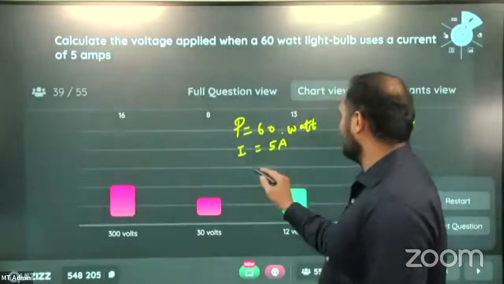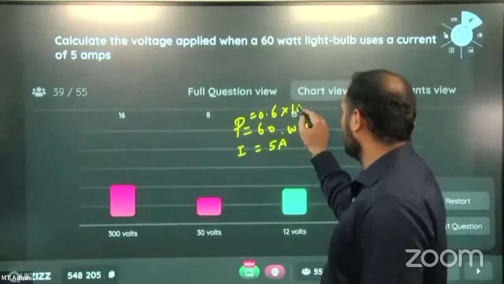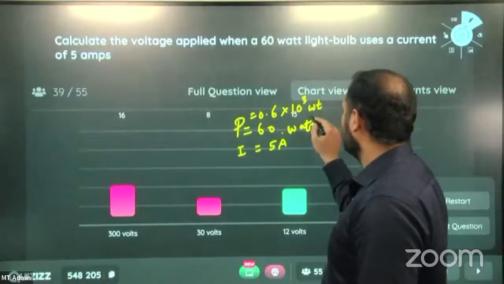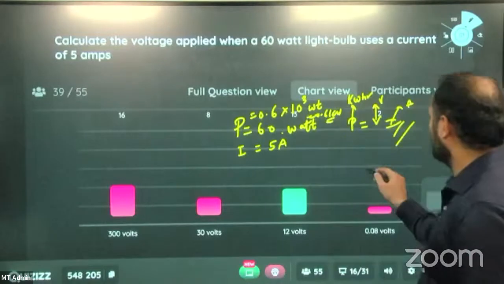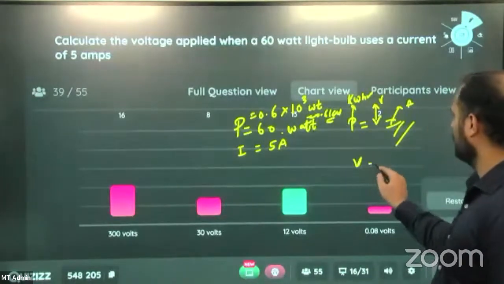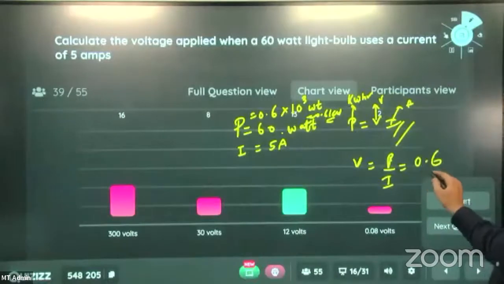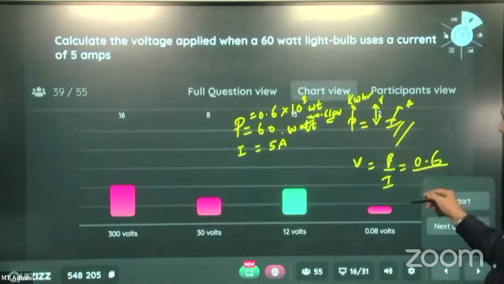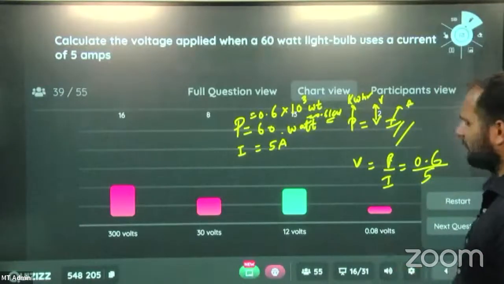It should be 0.6 into 10 raised to 3 watt. Basically, it is 0.6 kilowatt, right? So V is P by I. P is 0.6 upon I. Current is 5, right? Okay, so 0.6 upon 5 is how much?